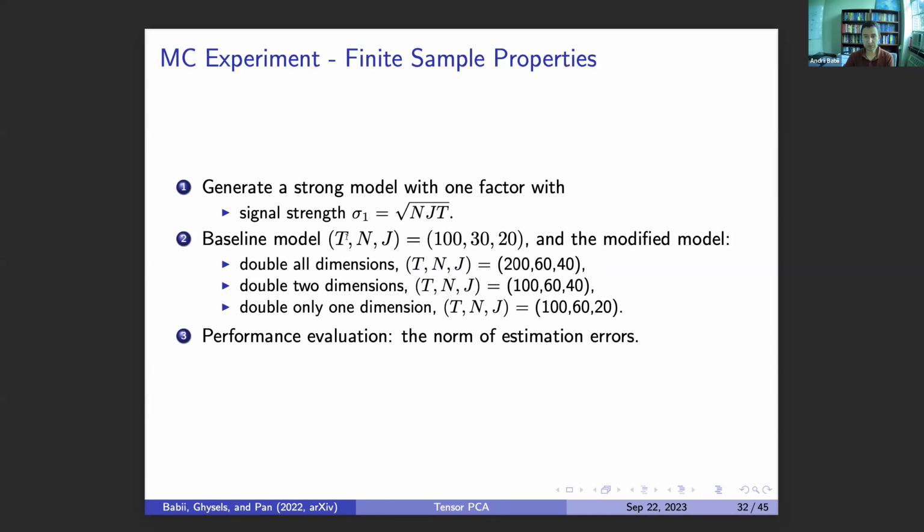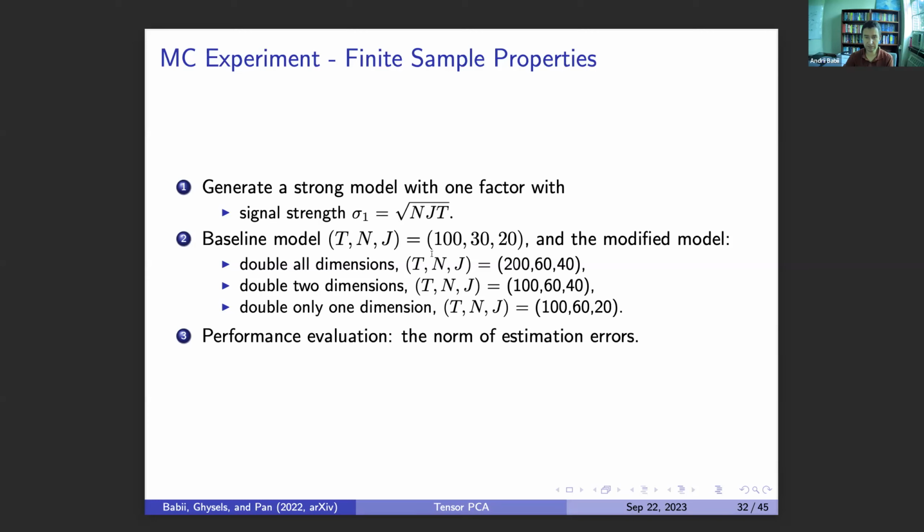So we'll consider a model with 1 factor with these signal strengths, and we will look at the baseline model where the time series is 100, and the cross-section is 30, and the other dimension is 20. And we will look at 3 deviations from the baseline. First, we will double all dimensions. Second, we will double only 2 dimensions. And third, we will double only one of the 3 dimensions. And we use the same L2 errors to measure the performance.